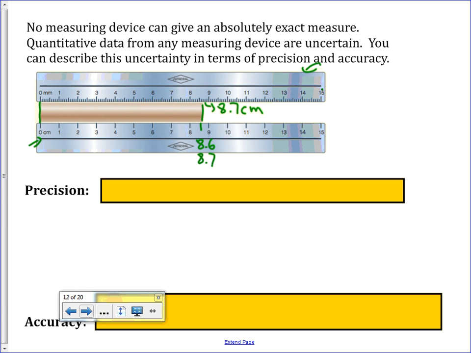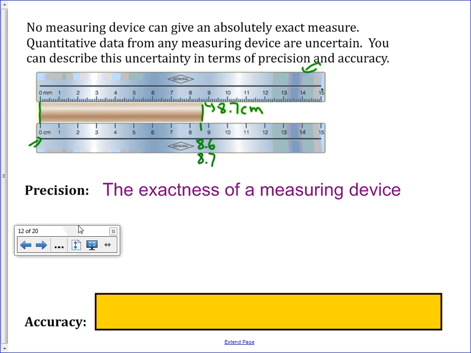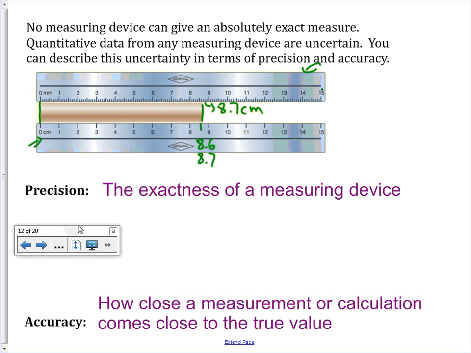And this can actually be described in terms of precision and accuracy. So when we talk about precision, we talk about the exactness of a measuring device. So in terms of the rulers, the ruler on top of the object will give us a greater precision because of those millimeter markings on there compared to the ruler on the bottom. When we talk about accuracy, accuracy is how close a measurement or calculation comes to the true value. So basically, the more precise you can be, generally speaking, the more accurate your measurements are.